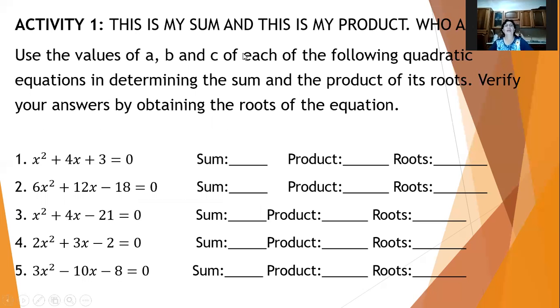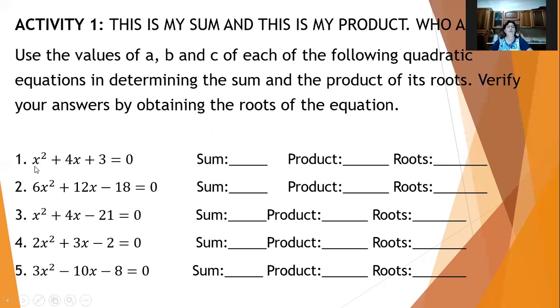This is my sum, and this is my product, who I am. That is just a title of our activity. Use the values of a, b, and c of each of the following quadratic equations in determining the sum and product of its roots. Answer by obtaining the roots of the equation. Then you have to check using the roots of the equation.